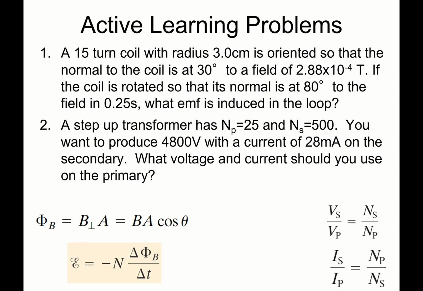Okay, so what I want you to do is an example of each type of calculation. I want you to calculate the change in flux through a loop to calculate the EMF that's induced. And this time what we're going to do is change the angle of the coil to the field. So remember, you need to know the angle between the normal to the loop and the magnetic field. So you need to read the problem carefully. And the second one, we want to calculate the voltage and current on the primary side of a transformer given the voltage and current on the secondary side and the number of turns on the primary and secondary sides of the coil.